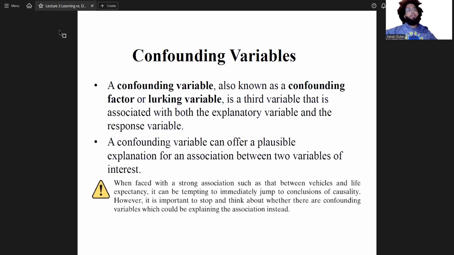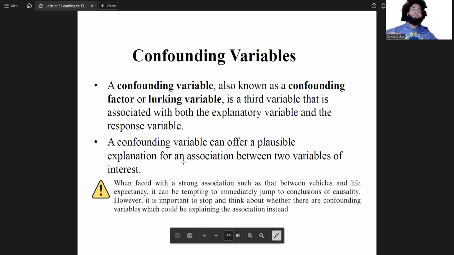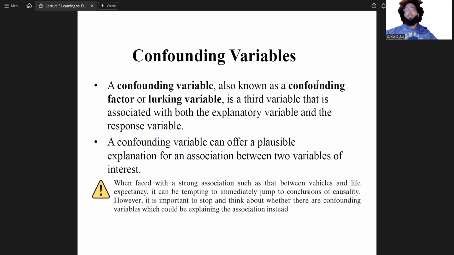Welcome back to lecture 3 of statistical learning for big data. So here we are, picking up where we left off with confounding variables. A confounding variable, otherwise known as a confounding factor or a lurking variable, is a third variable that is associated with both the explanatory variable and the response variable. So the input versus the output, the independent variable versus the dependent variable.